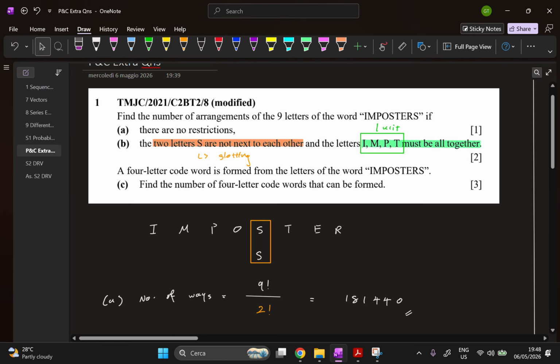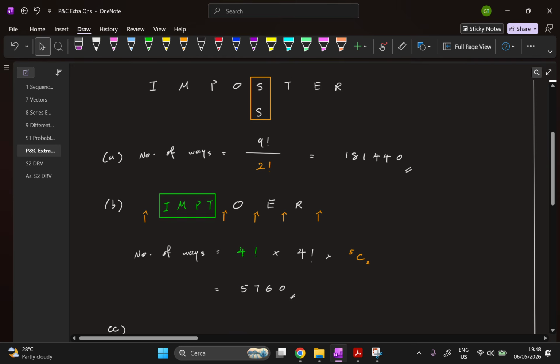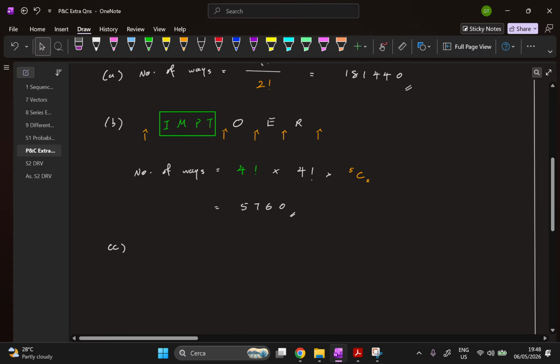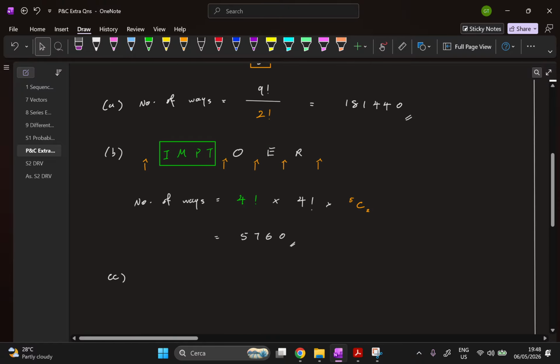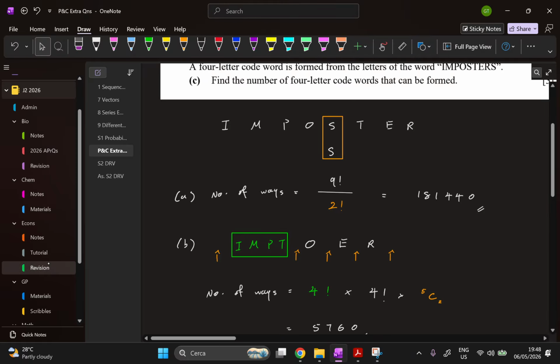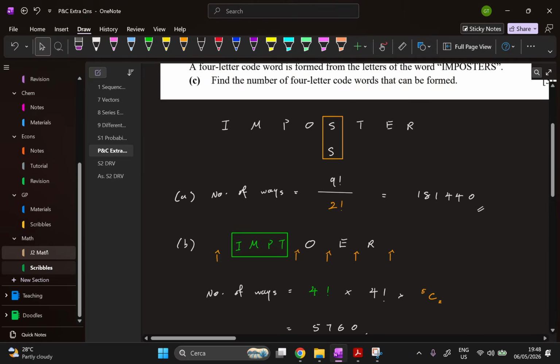So, when you choose a 4-letter code word, you need to be aware, okay, there are a couple of cases. Actually, in this case, there are only 2 cases, because there's only one repeated letter. In your tutorial S1 question 3, hang on, let me put it up.